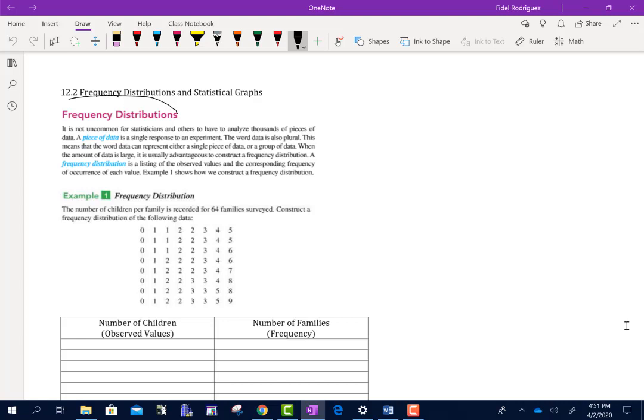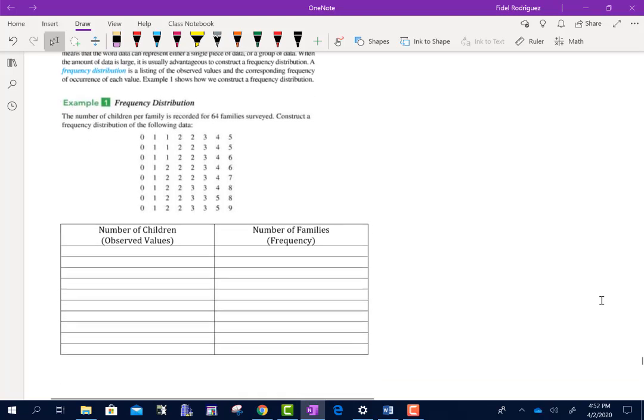Okay, so in 7.2, we talked a little bit about frequency distributions, like a frequency table and a histogram. So we're going to revisit that same idea here, and it says it's not uncommon for statisticians and others to have to analyze thousands of pieces of data. A piece of data is a single response to an experiment, and the word data is also plural. When the amount of data is large, it's usually advantageous to construct a frequency distribution. A frequency distribution is a listing of the observed values and the corresponding frequency of occurrence for each value.